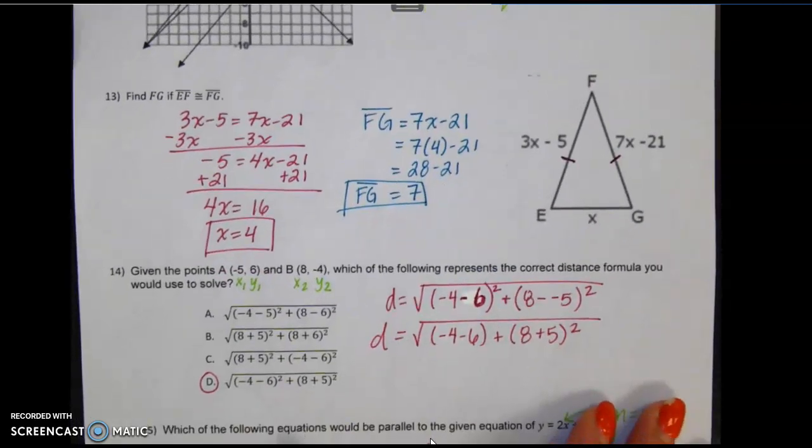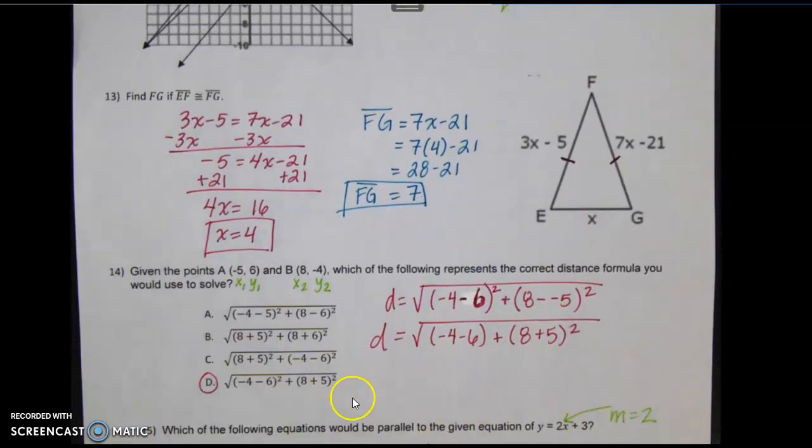Number 14, you will be given the distance formula on your test. Just remember, you label your first point x1, y1, your second point x2, y2, and you just plug it in to the formula. And if you have a minus negative, it becomes a positive. D is the one that correctly matches.